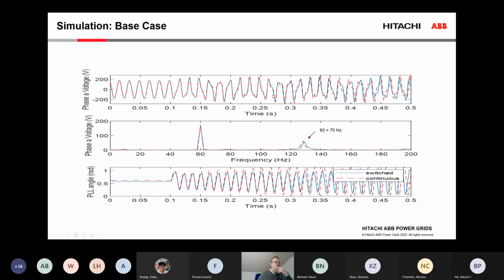Two curves here also illustrate the difference between simulating with a switched model and a continuous model. We can definitely see that we have slightly different results, but qualitatively the results match very well, particularly in the Fourier transform signals.